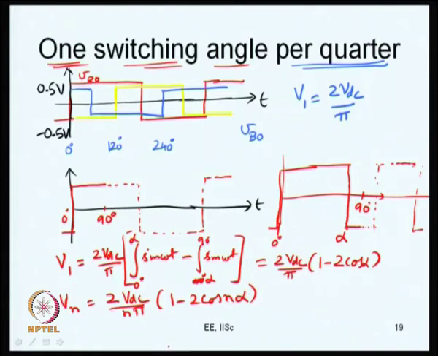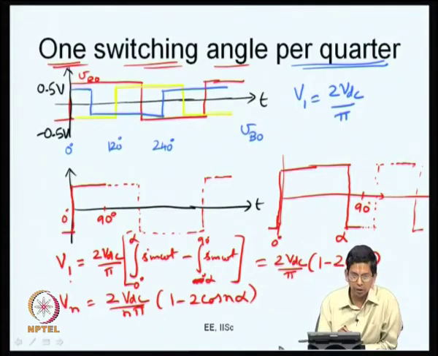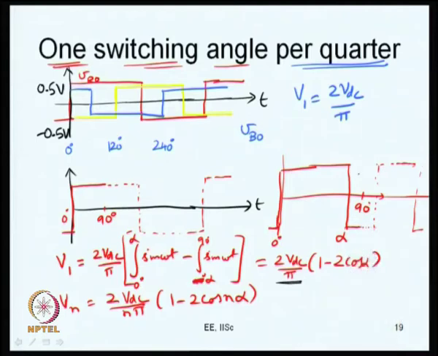So, what do you get here? You need a certain fundamental voltage. Let us say I want V1 equal to 2 VDC by pi, that is the maximum which is possible with a square wave. Let me change the ink color to black. So, if I want 2 VDC by pi, what do I have to do? Now, this is alpha, and I have to make this alpha 90 degrees. If I make this alpha 90 degrees, then this essentially becomes a square wave, what I want. You can see that 1 minus 2 cos alpha is simply equal to 1. So, at alpha equal to 90 degrees, it gives me a square waveform.